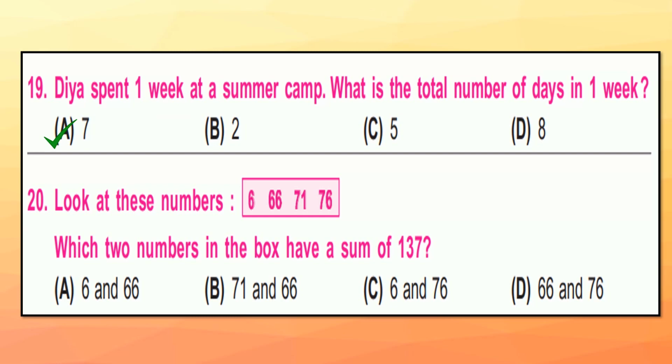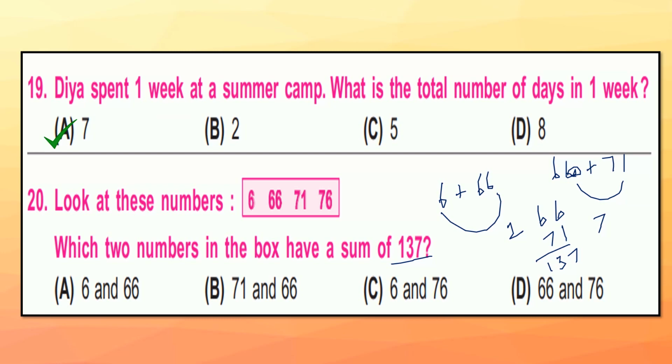Question number 20. Look at these numbers 6, 66, 71, 76. Which two numbers in the box have a sum of 137? Let us see. 6 plus 66 will not give us 137 because in the ones place when we add 6 and 6 we will get 12, that is 2 in the ones place. Let us see 66 plus 71. We have a 6 here and a 1 here. 6 plus 1 is 7. So 7 will come here in the ones place. So let's see 66 plus 71. We have a total of 137. So therefore this is the right option, and the correct answer is option B, 71 and 66.